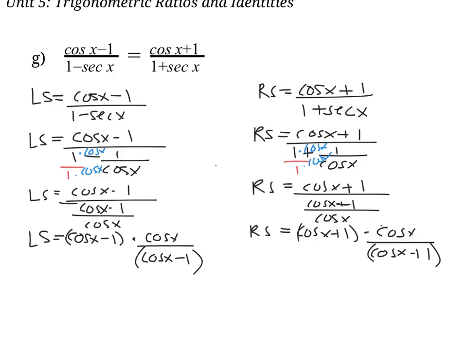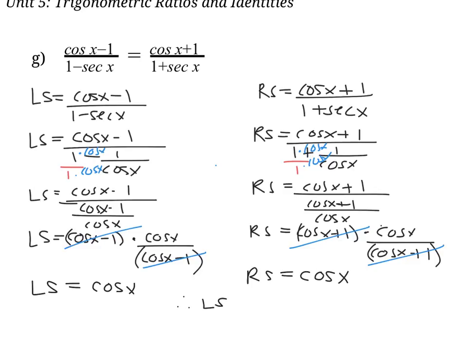So because it's all factored, we can cross these out, because cos x minus 1 divided by cos x minus 1 is going to be 1. And on our right side, cos x plus 1 divided by cos x plus 1 is also going to be 1. So to finish this off, on the left side, we're going to be left with cos x, and on the right side, we're going to be left with cos x. And so therefore, our left side is equal to our right side, and we've proven this identity to be true.